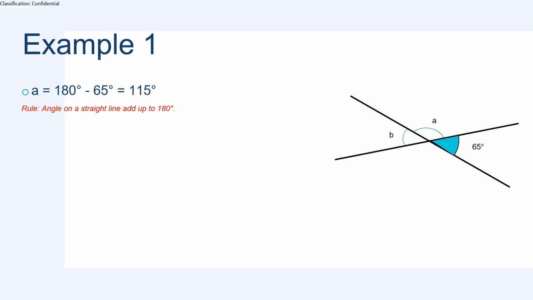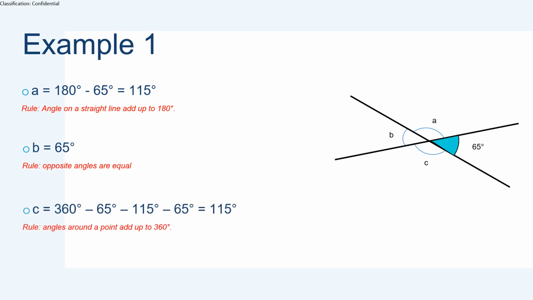If I have been asked to find B as well along with A, then it is a vertically opposite angle, which are equal to each other, so it will be 65 as well. And if they ask me to find the angle C as well, there are two different ways of doing it. First, I can just write that angle C is equal to angle A because they are vertically opposite angles, or I can use the rule which says the angles around a point add up to 360 degrees. So I can add up all these three angles and subtract it from 360 degrees, and I can find my angle, which is 115 degrees.